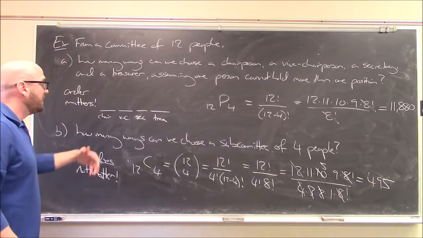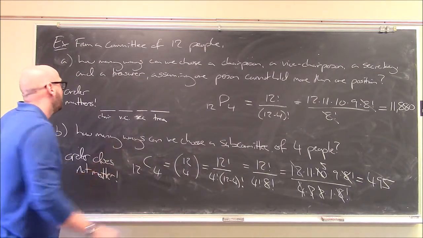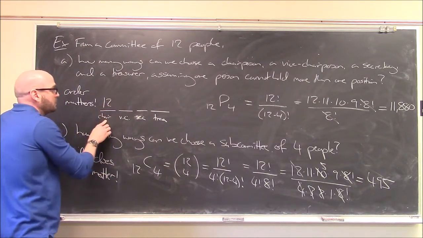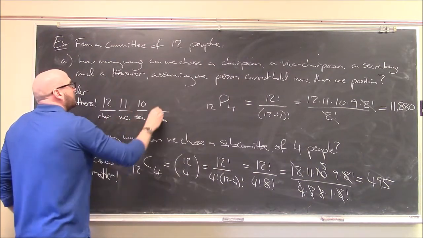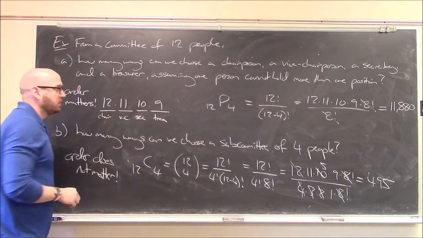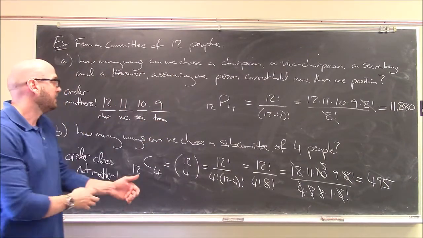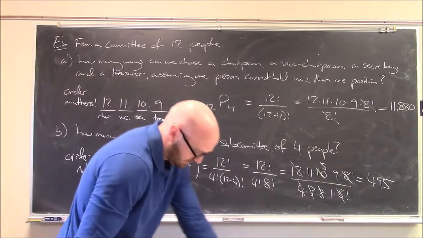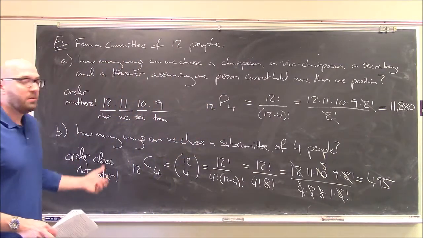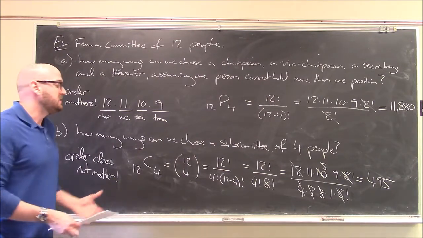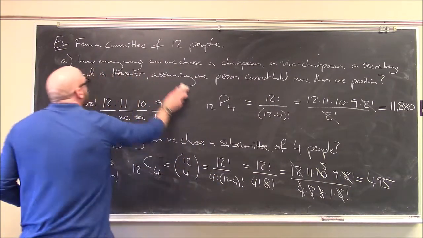Once again, though, I want to point out that this is the old school method that we were using of just saying, well, I've got 12 choices for the chair, 11 for the vice chair, 10 for the secretary, and 9 for the treasurer. Multiplying them all together gives you the exact same answer. All right, but the trick is to figure out, does order matter or not? Am I doing a combination or a permutation? So we'll do another example.